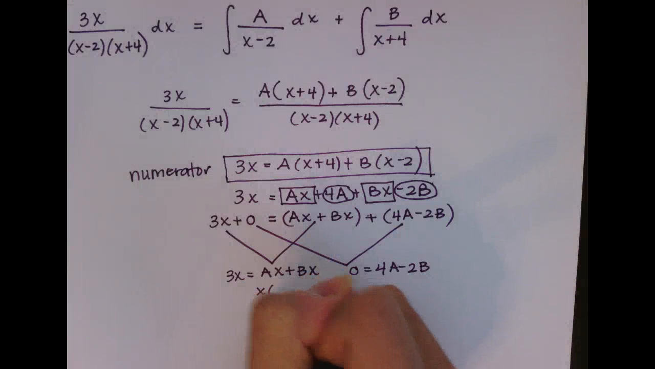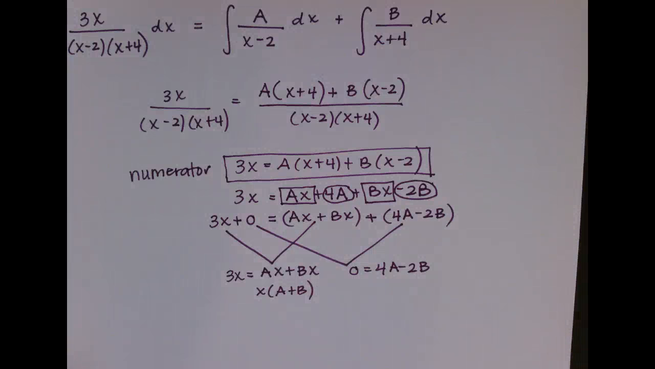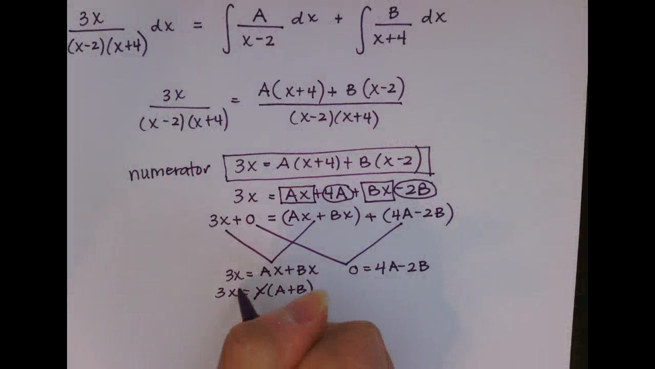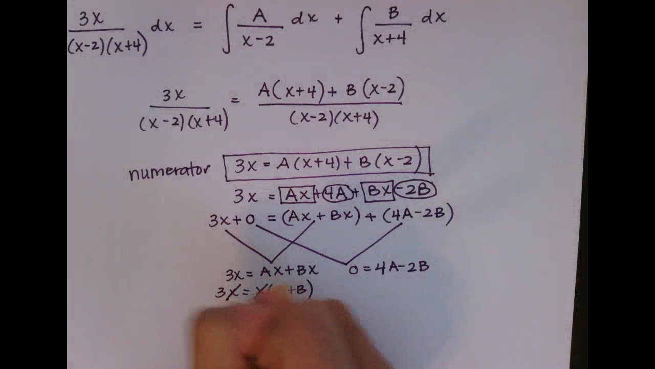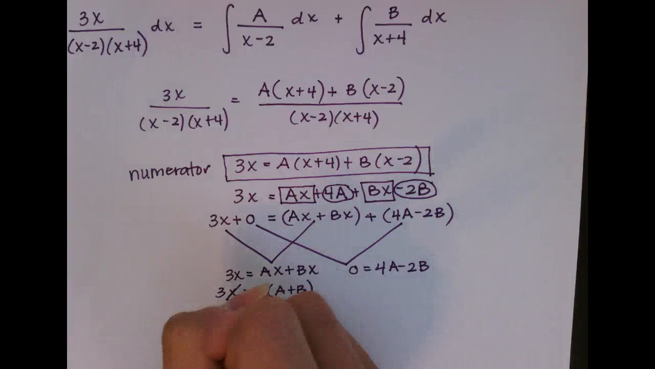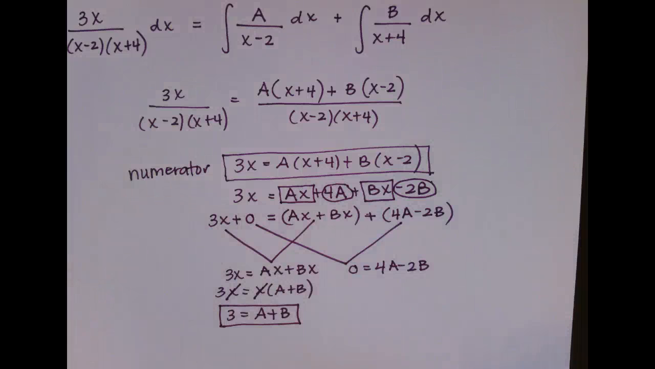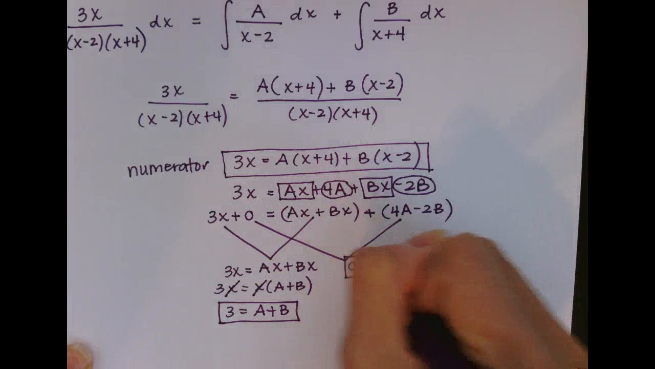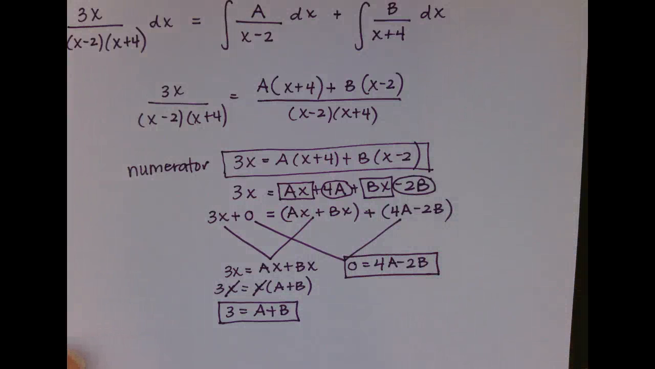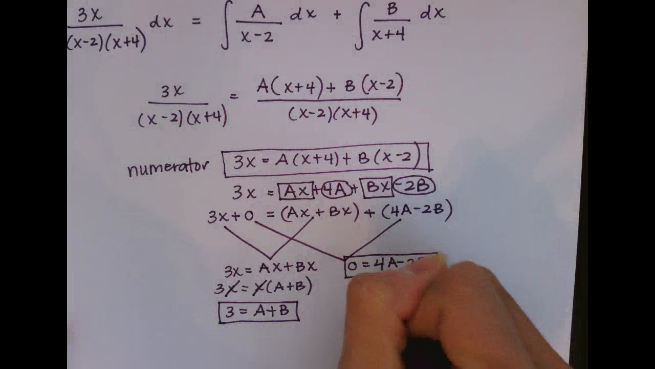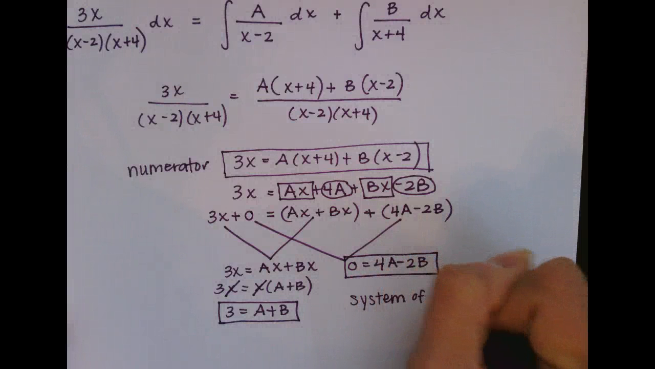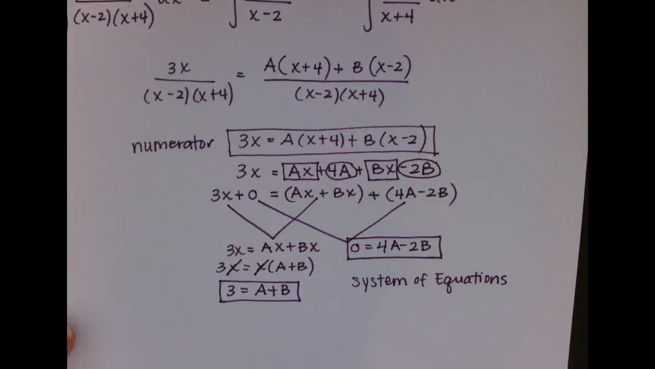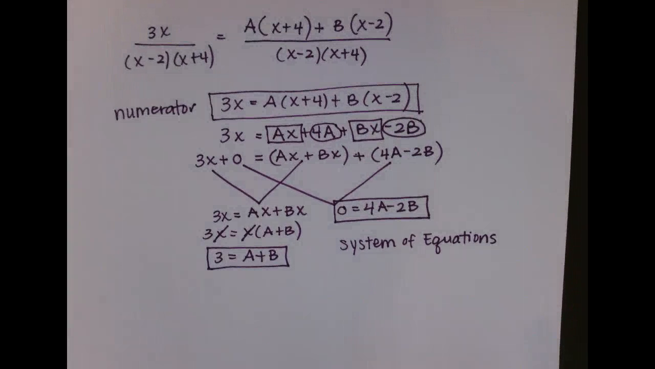Well, if I factor the x out in this first expression, I can actually cancel it from both sides of the equation, divide both sides by it. So that I now know that 3 has to represent the sum of A and B together. And then I have another equation that says that 4A minus 2B must equal 0. So what we're actually going to be using is a lot of algebra here in terms of solving systems of equations to figure out the separation of A and B.